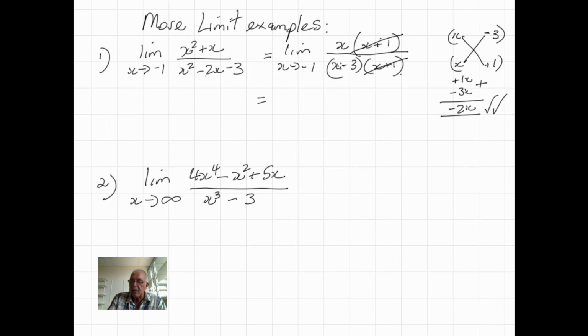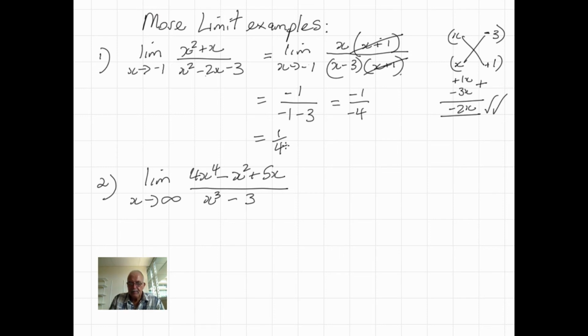So we've got x approaches -1, and we can see now that if we put -1 in for x, we're not going to get 0 top and bottom, so it'll be -1. Once we do the substitution, we don't write limit anymore, over -1 minus 3. So that'll be -1 over -4. A negative divided by a negative is a positive, so we just get 1 over 4.